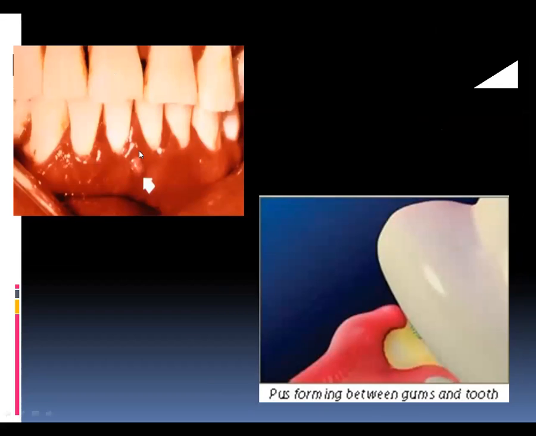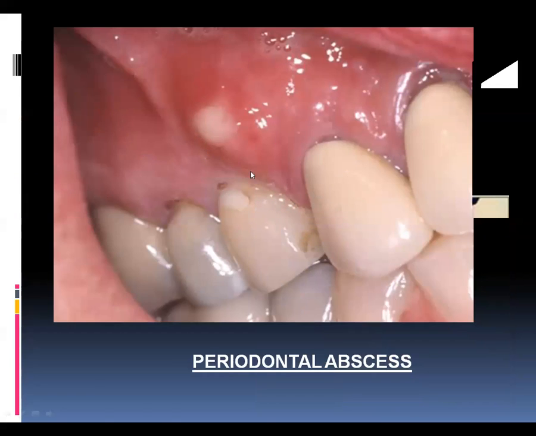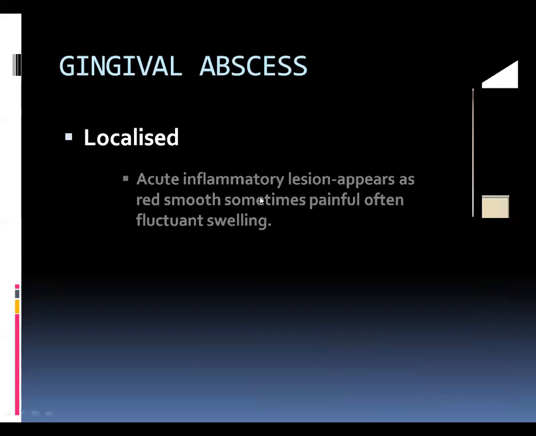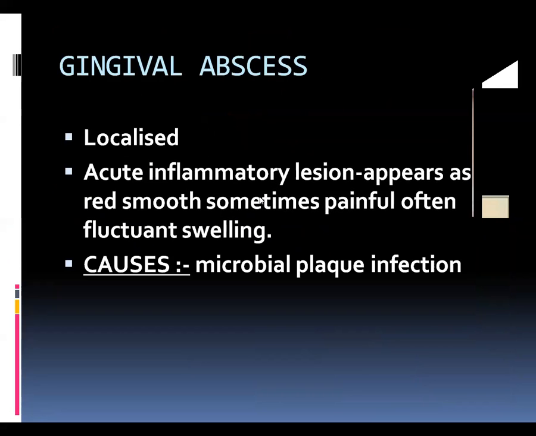In this diagram, you can see pus forming between the gum and the teeth. This is the periodontal abscess. Then gingival abscess.